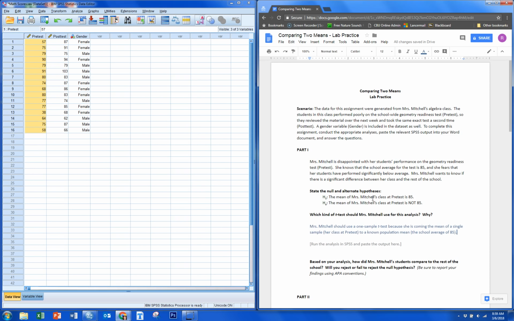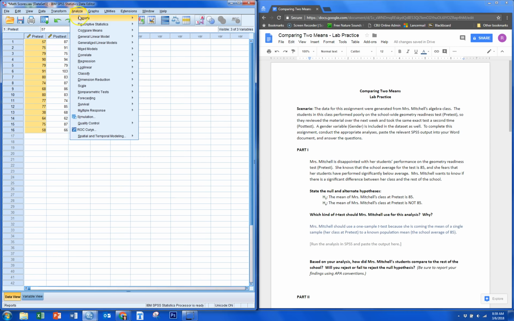It's not too difficult. There is one tricky part. So we're going to go to Analyze, Compare Means. Let's take a look here. We have a few different options under the Compare Means category. We have the one sample t-test, among others, that we're going to use right now.